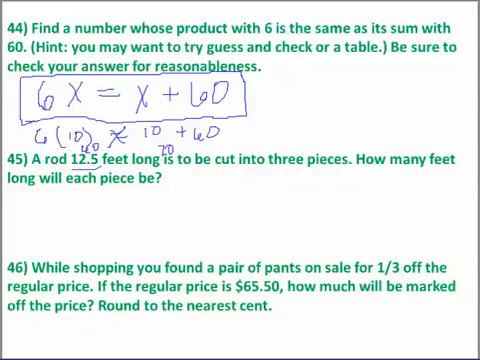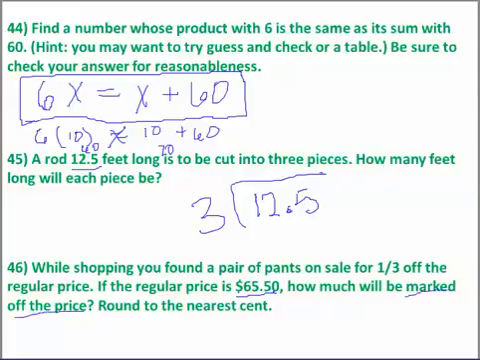A rod, 12.5 feet long, is to be cut into 3 pieces. How many feet long will each piece be? I'm going to take 12.5 and I'm going to cut it into 3 equal pieces. So I'm going to divide it by 3, and again, I'm going to leave that for you to do on your calculator. 46. While you shop, you find a pair of pants on sale for a third off the regular price. The regular price is $65.50. How much will be marked off the price?